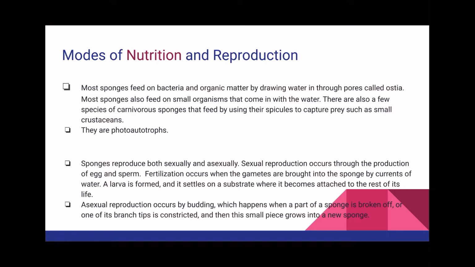Asexual reproduction occurs by budding, which happens when a part of the sponge is broken off or one of its branch tips is constricted, and this small piece grows into a new sponge. And this right here is the life cycle of a sea sponge and how one is grown.